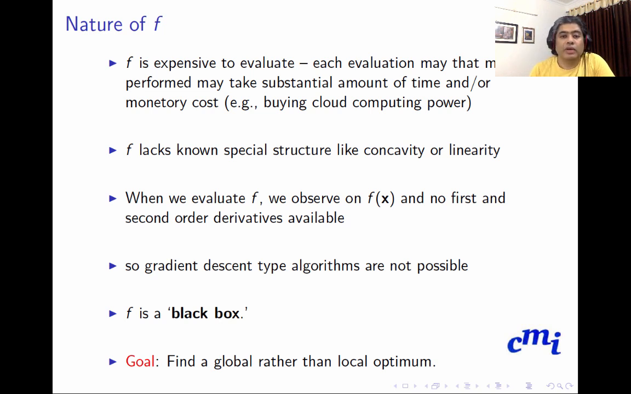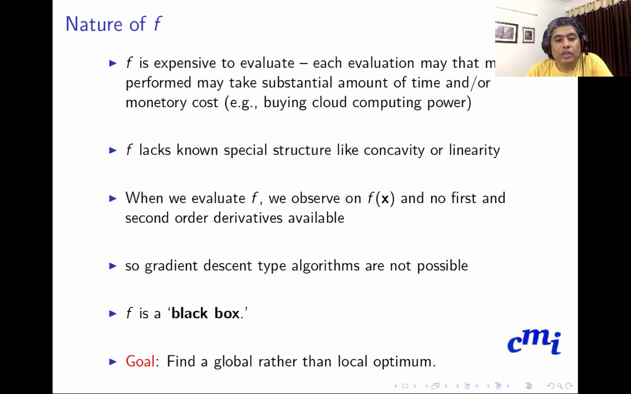f lacks spatial structure like concavity or linearity. Most of the time we do not know how the surface of the accuracy function or the root mean square error, the f, will behave. We don't know whether it's a concave function or a convex function. We have no idea about this function. When we evaluate f, we observe only f of x, and no first and second order derivatives are available. So gradient descent type algorithms are not possible for this kind of optimization problem.